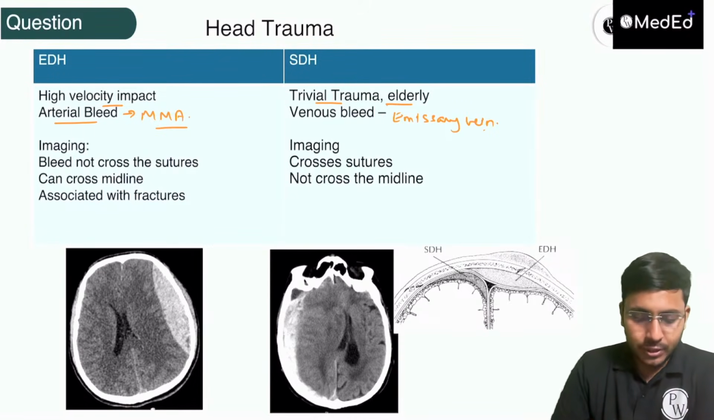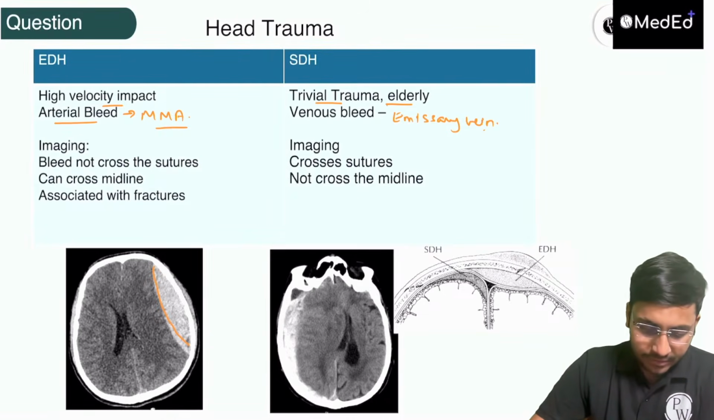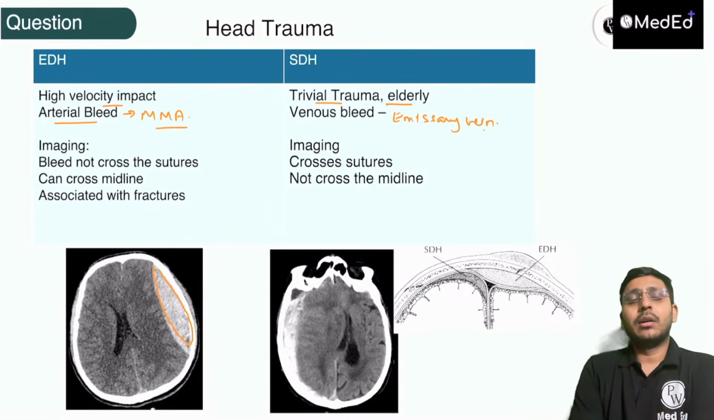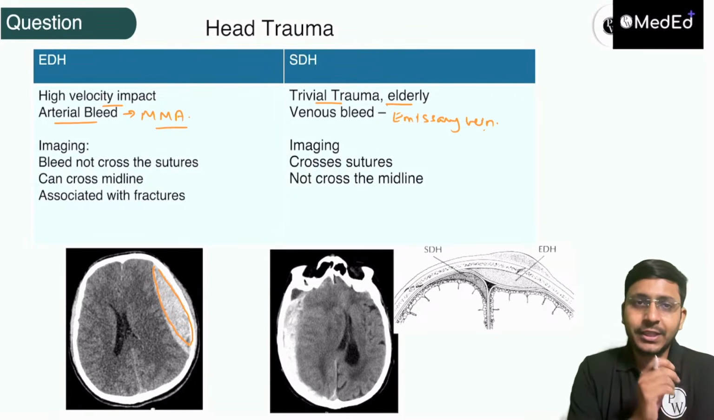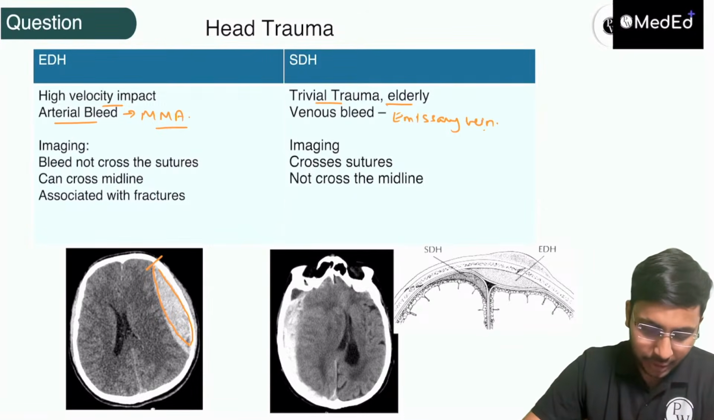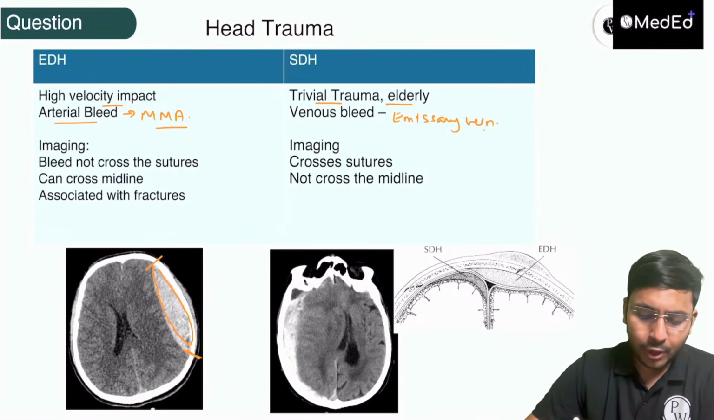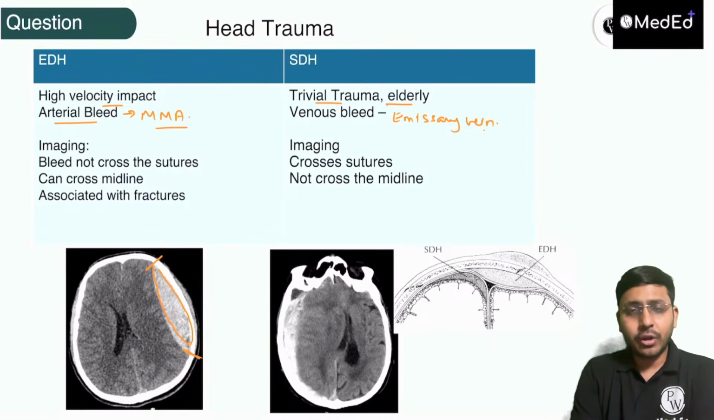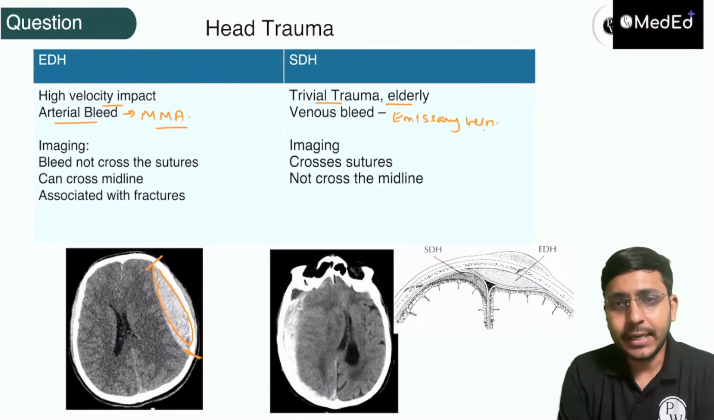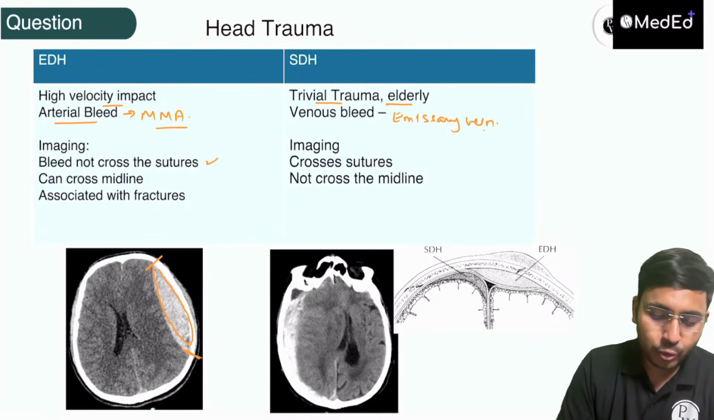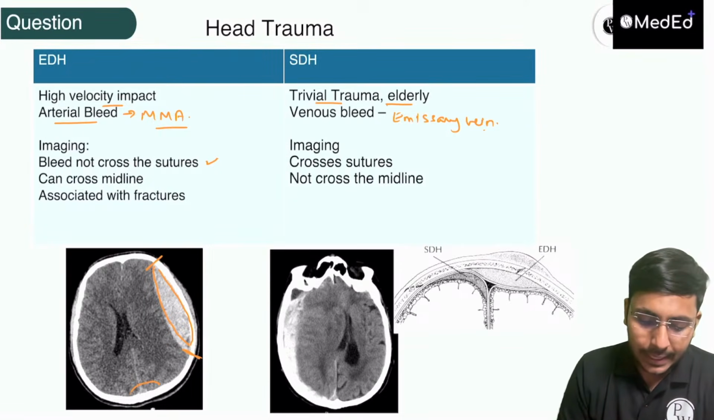Now, EDH usually has a biconvex appearance, but it is not a rule. What you have to see is sutures. So, if your frontoparietal and fronto-occipital sutures are not crossed, this is likely an EDH. So, the bleed does not cross the sutures, but it can cross the midline, right?